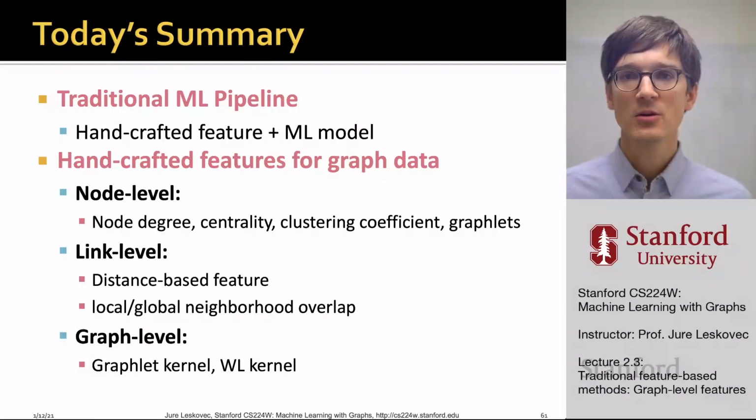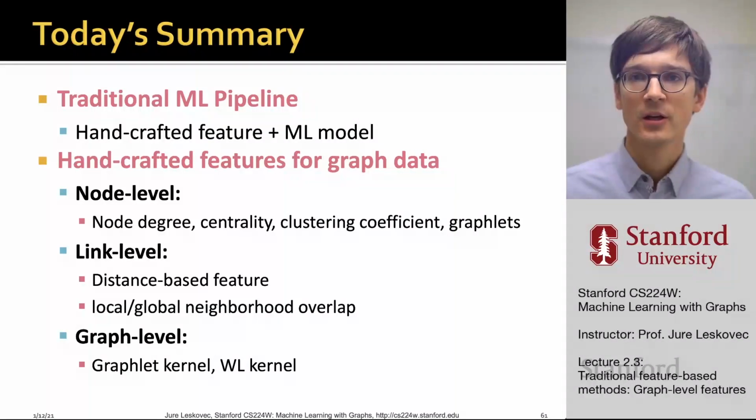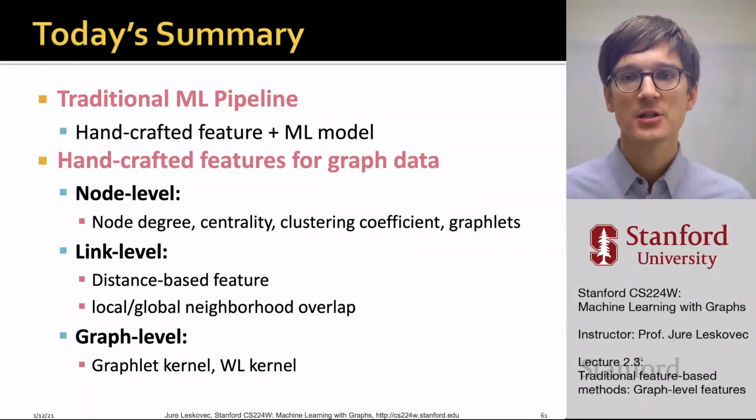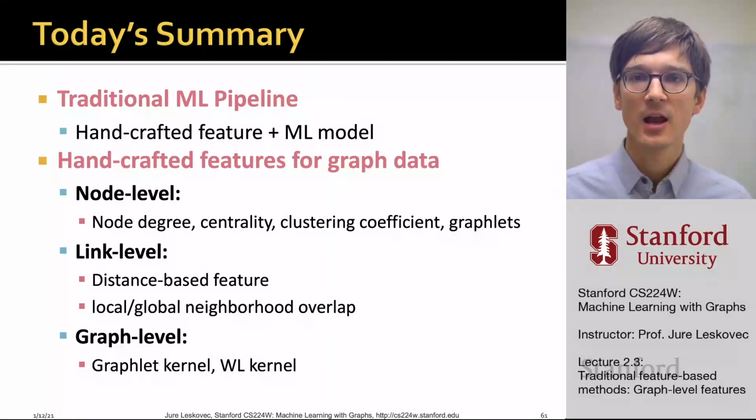kernel. So this concludes our discussion of traditional machine learning approaches to graphs and how we create feature vectors from nodes, links, and graphs in a scalable and interesting way.